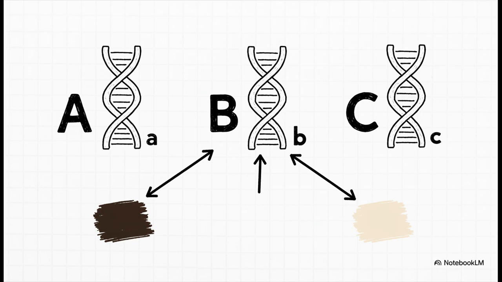Let's make this really concrete and stick with our skin color example. Now, just to keep things simple, we'll assume it's controlled by three main genes, which we'll just call A, B, and C. The capital letters, the big A, B, and C, are the dominant alleles that add to darker skin pigmentation. The lowercase letters, little a, b, c, are the recessive alleles for lighter skin.